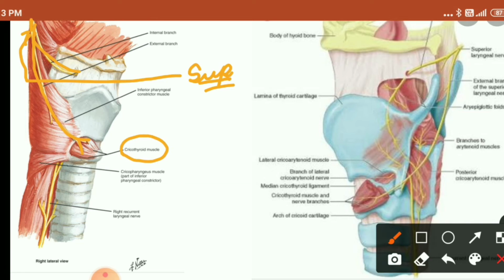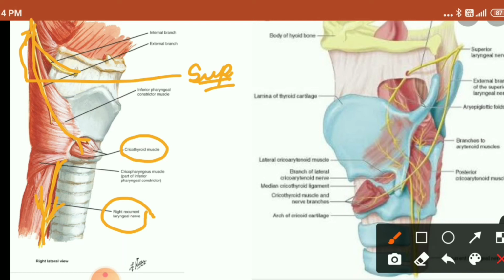Always remember one thing: the cricothyroid muscle is the only muscle of the larynx which is supplied by the external laryngeal nerve. On the other hand, all the remaining muscles of the larynx are supplied by the recurrent laryngeal nerve. We know that the recurrent laryngeal nerves are paired nerves. We have right and left recurrent laryngeal nerves, which are again branches of the vagus nerve. Why are they called recurrent laryngeal nerves? You see that recurrent means it is in the opposite direction.